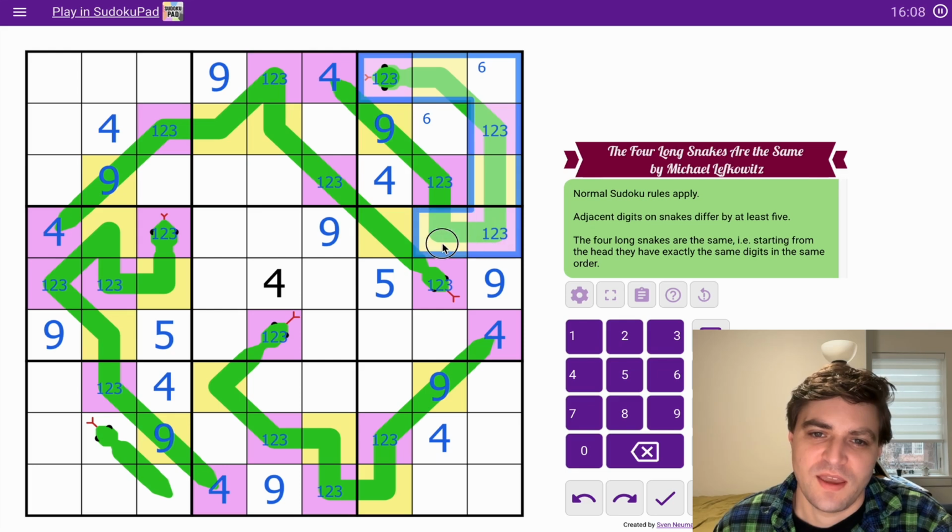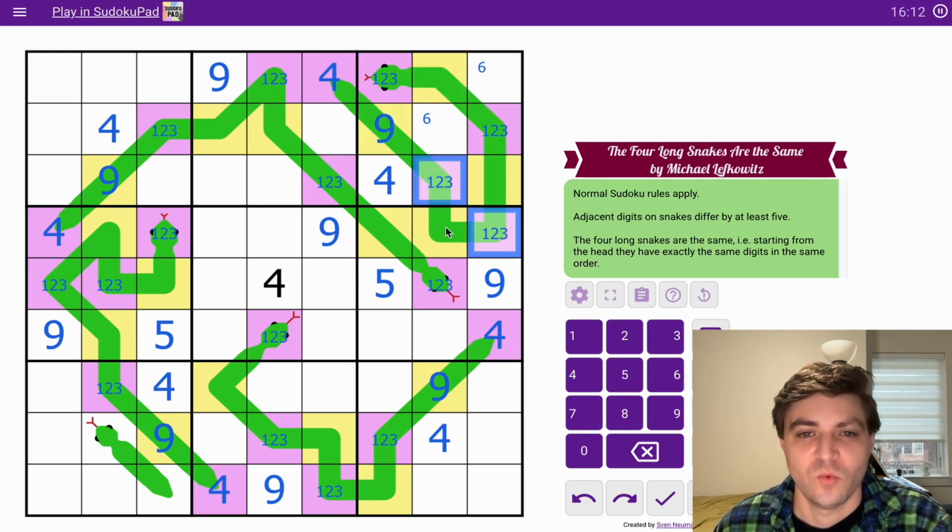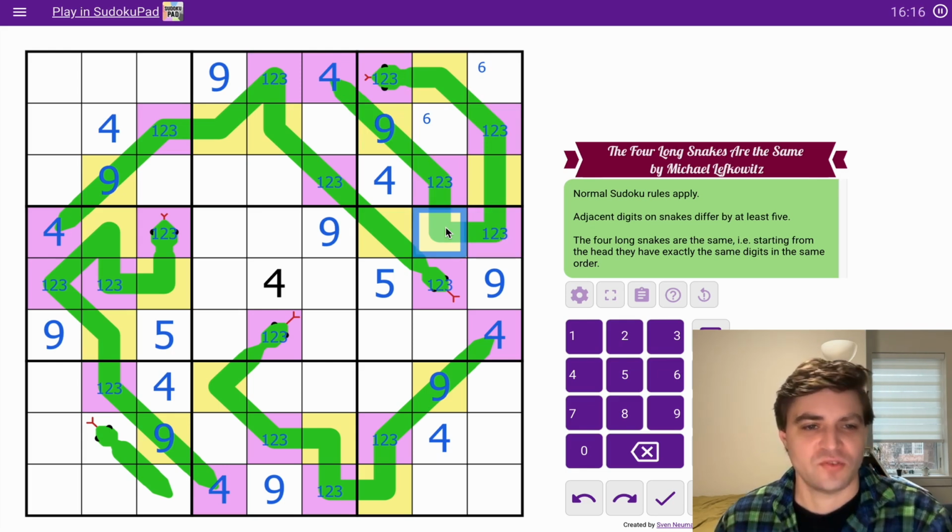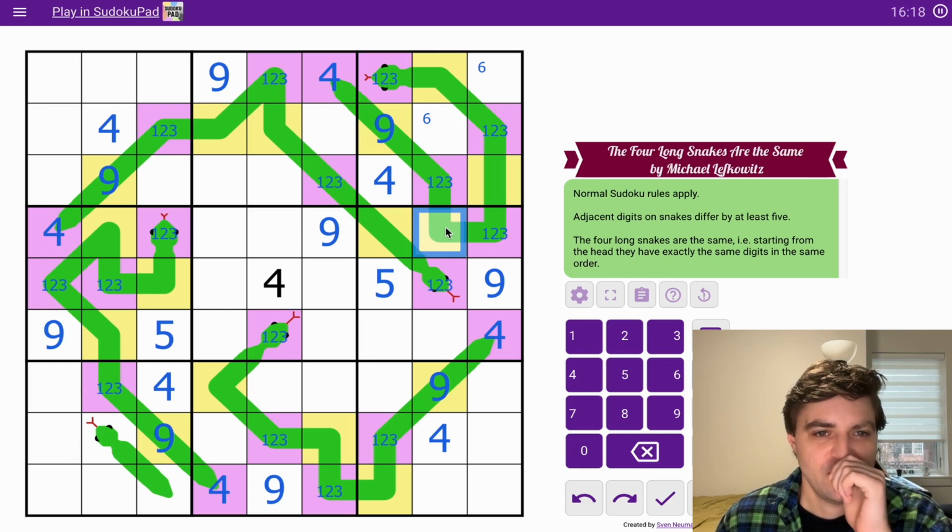Because this is a snake now. I guess you could be a 6. You could be a 6 and have 2 1s as your friend. But then, would we get into any trouble with that? No, I don't think we would. I think this is allowed to be a 6.